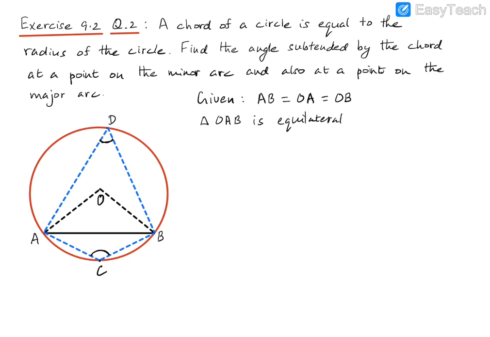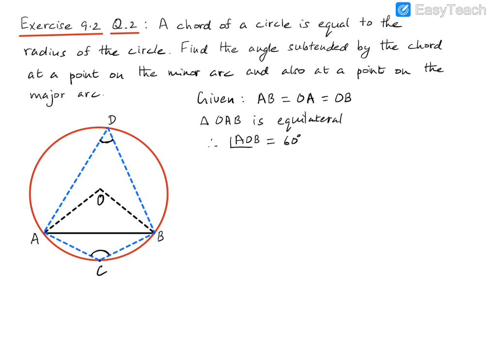Therefore, in an equilateral triangle, we know that all the three angles are equal to 60 degrees. So angle OAB, which is this angle here, will be 60 degrees. Angle OBA, which is this angle over here, is also 60 degrees. And the angle AOB is also 60 degrees. So all the three angles are 60 degrees. We are interested only in the angle AOB, which is the angle at the center of the circle. Therefore, angle AOB is equal to 60 degrees.